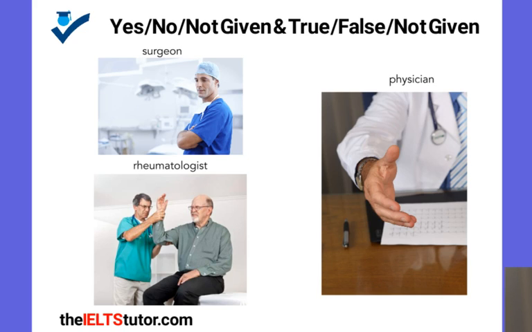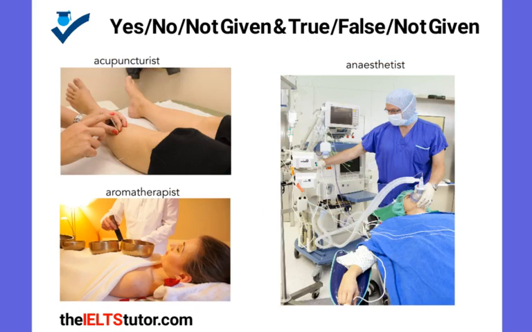Okay, now this person is a doctor as well, but a doctor who specializes in problems that involve muscles and joints. So where do you think that goes under? Conventional or alternative medicine? If you've put him under conventional medical practitioner, you are absolutely right.